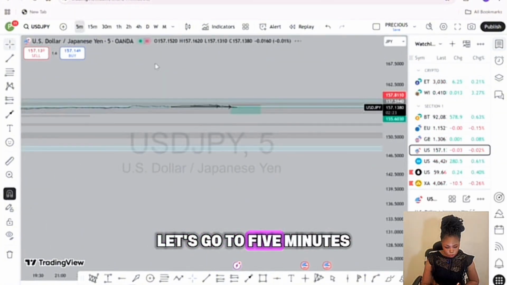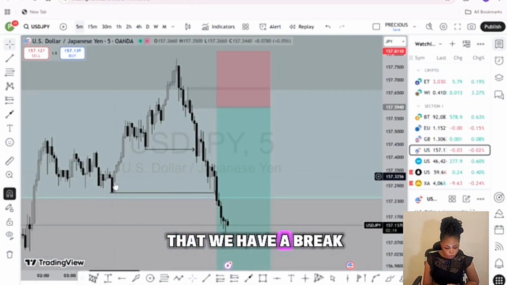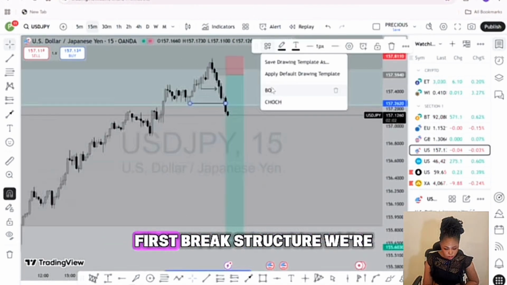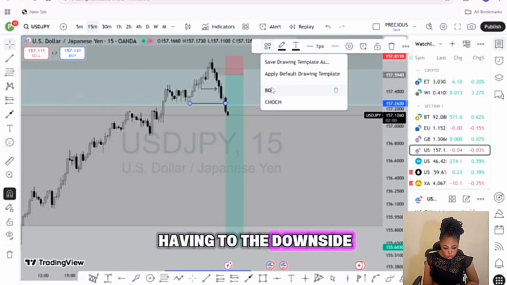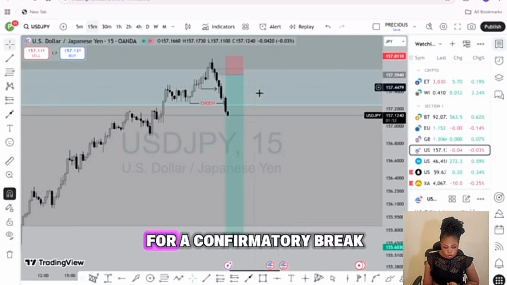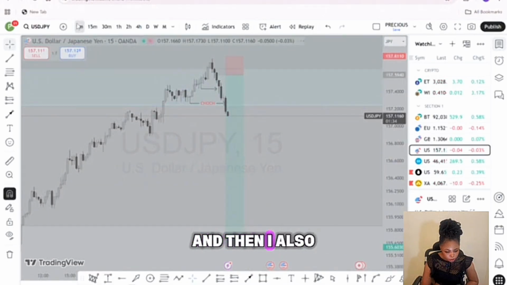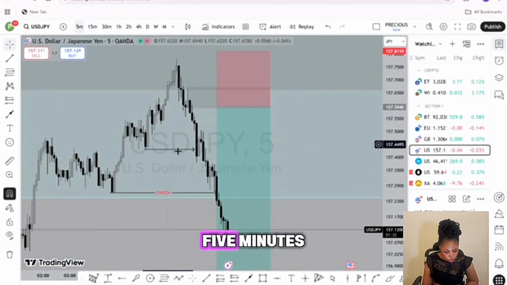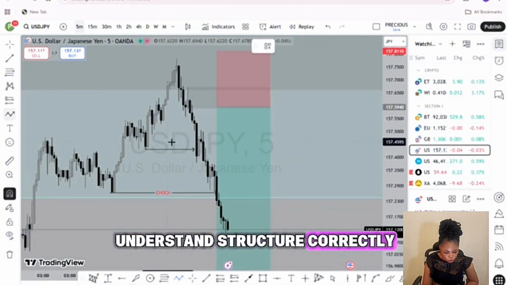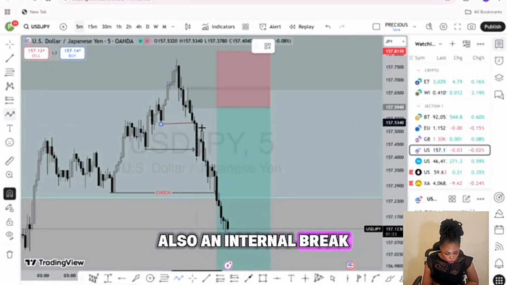Let's go to 5 minutes. You can see this is 5 minutes, and you can see that we have a breakout structure to the downside already. First breakout structure we have into the downside. So I'm going to pick it as my change of character. I need to wait for a confirmatory breakout structure. You can see I have a breakout structure in 15 minutes, and then I also have a breakout structure here in 5 minutes. And if you guys understand structure correctly, if you've been following me, you can know that this is also an internal breakout structure here.